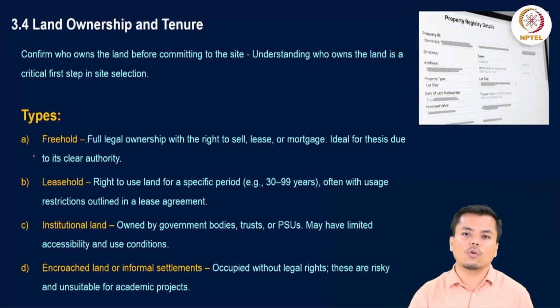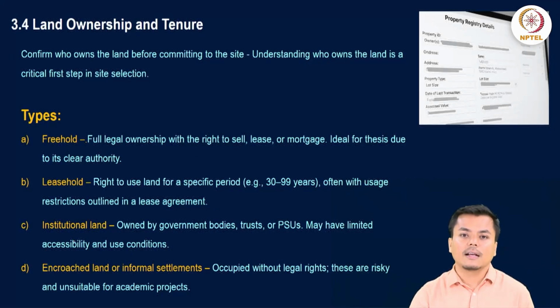First is freehold, that means full legal ownership with the right to sell, lease or mortgage, ideal for thesis due to its clear authority. Next is leasehold, the right to use land for a specific period like 30 or 40 years or 99 years for that particular building, often with usage restrictions outlined in the lease agreement. So these are different types of land ownership.